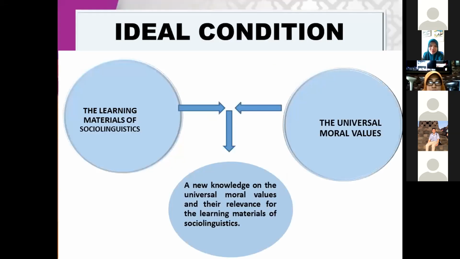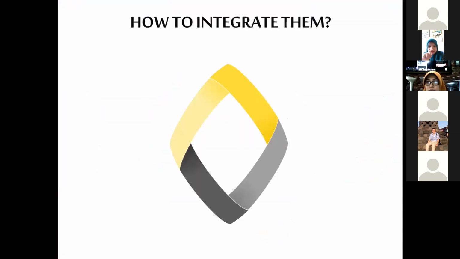But there is the ideal condition, especially in learning sociolinguistics. The learning materials of sociolinguistics ideally should be integrated with the universal moral values. So the integration between the learning materials of sociolinguistics and the universal moral values will bear new knowledge on the universal moral values and their relevance for the learning materials of sociolinguistics. And how to integrate them, I have an idea we can share in this discussion.